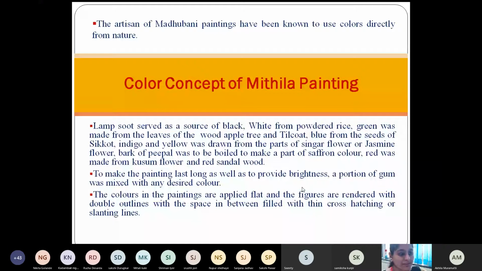So this is the basic color concept of them. And like I've said, cross hatching or slanting lines can be used. It has to be a line no matter in what form it is.